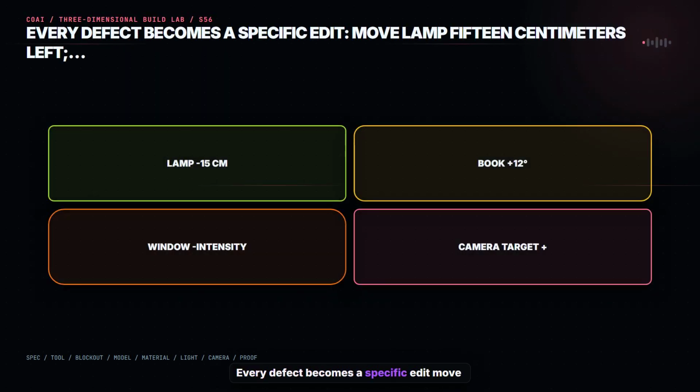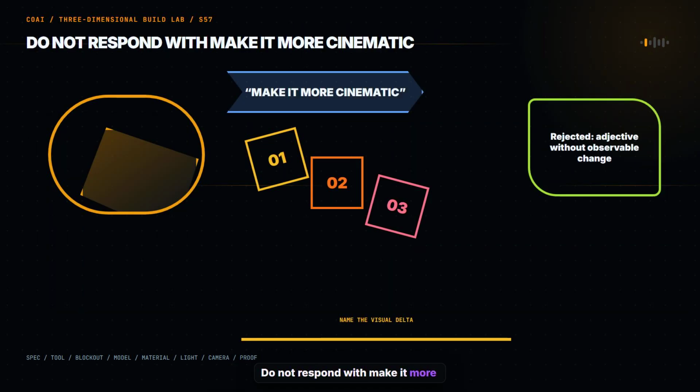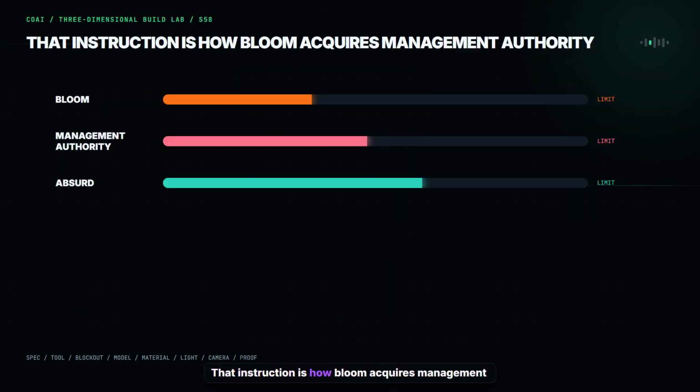Every defect becomes a specific edit. Move lamp 15 centimeters left. Rotate book 12 degrees. Reduce window intensity. Raise camera target. Do not respond with make it more cinematic. That instruction is how Bloom acquires management authority.